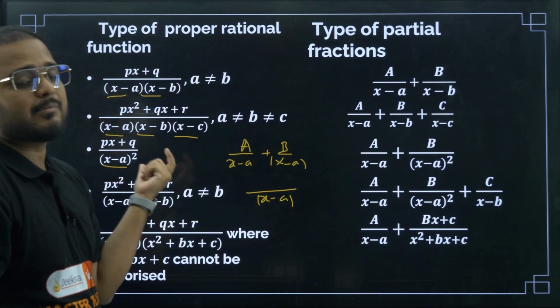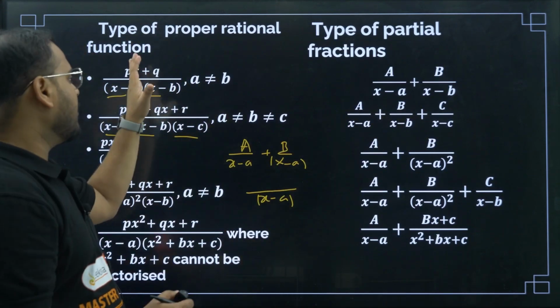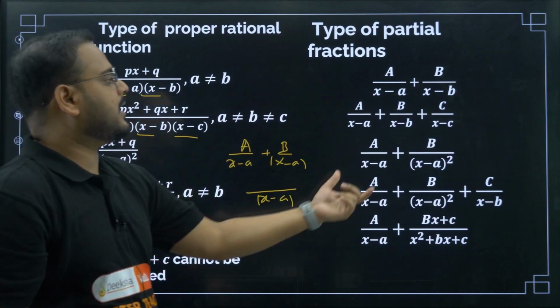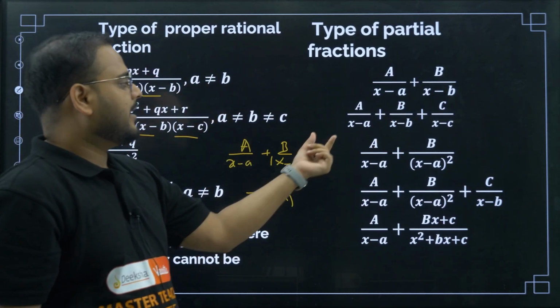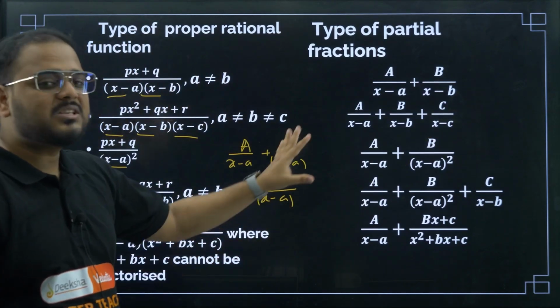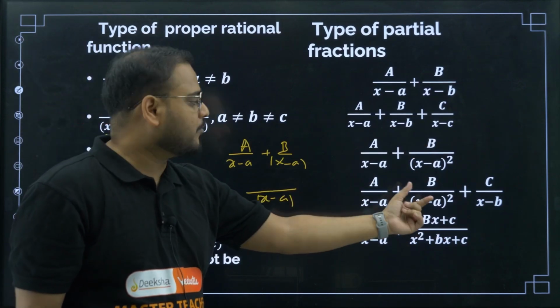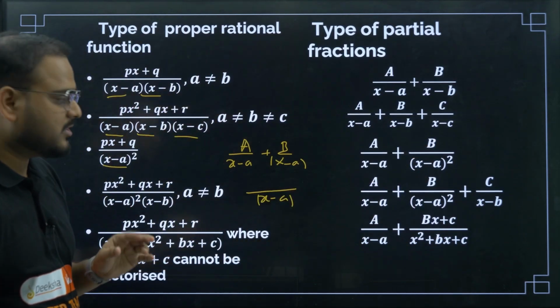So I must have the same denominator. Everywhere you check, after taking the LCM you'll get the same denominator as the rational function which is given. See here, x minus a, x minus b. Multiply this, you'll get x minus a, x minus b. Likewise x minus a, x minus b, x minus c. For all these different functions defined here, if you take the LCM on the right hand side, you'll get the denominator same as the denominator of the rational function. This is very, very important.